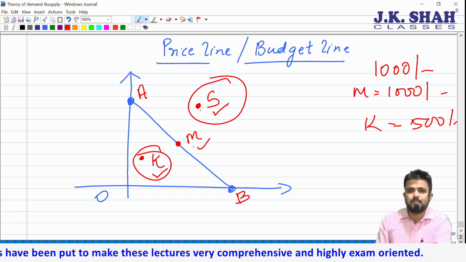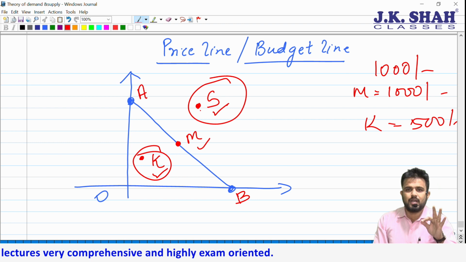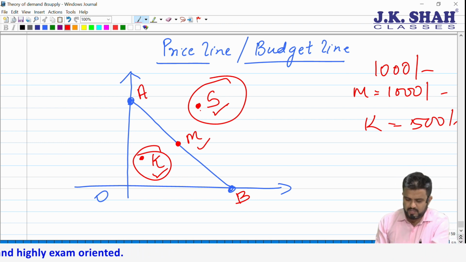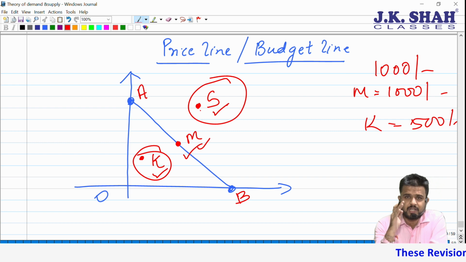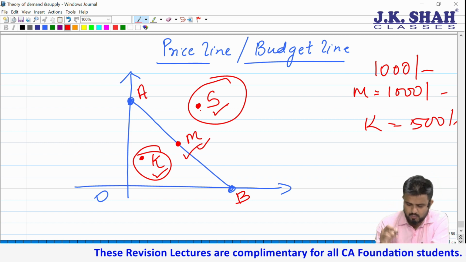But point M, since it is on our budget line, is the best alternative after S, before K, that would be point M. So please remember, satisfaction you will derive only when you have that much money or a budget to buy that commodity. This was your budget line.